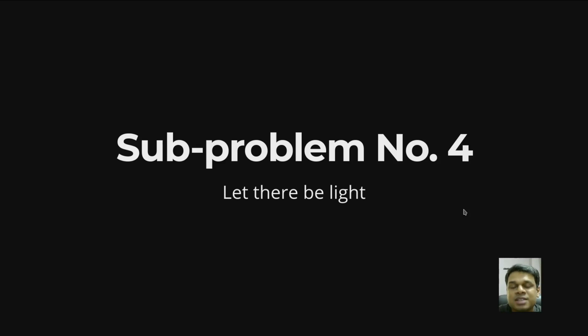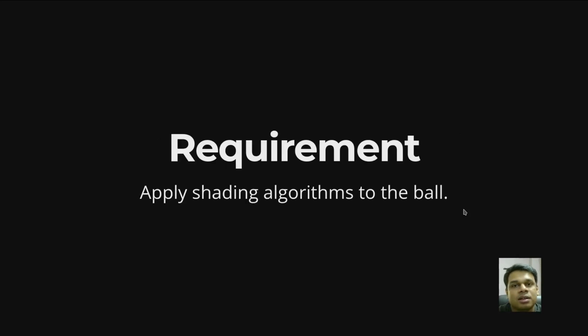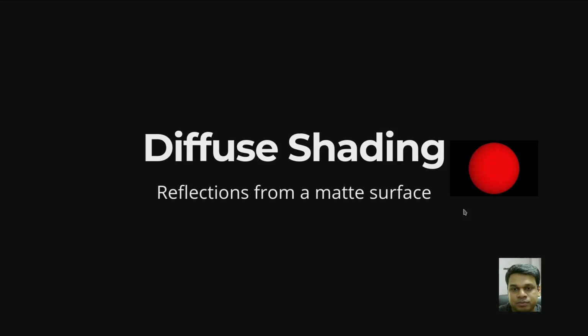Now let's look at what the requirements are for subproblem number 4 involving light. The requirement is quite simple. We have to apply the various shading algorithms to the ball. First, let's look at what diffuse shading is. Diffuse shading is very prominent if you look at a matte surface, or in simple words, a rough surface. Something that is not very reflective, something that is not very shiny.